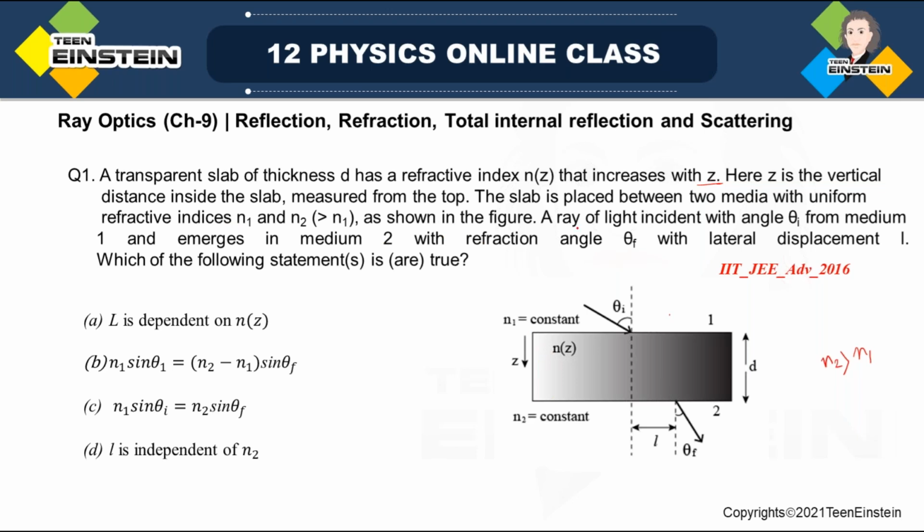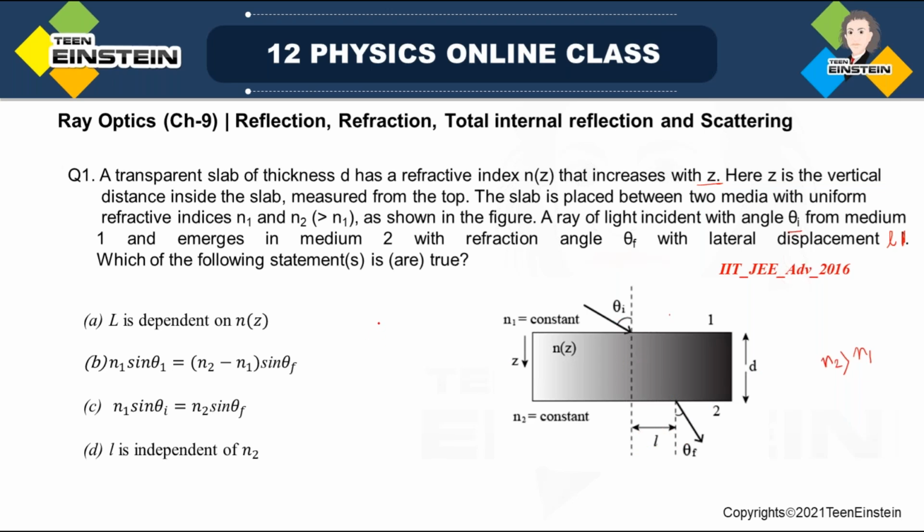So a ray of light incident with angle theta I, as you see here, from medium 1 emerges in medium 2 with angle of refraction theta F, and there is a lateral shift as well. Lateral shift is given as L. Here it is L actually. This is not I, this is L. Lateral shift is L for this ray.